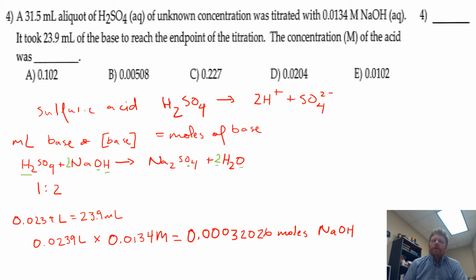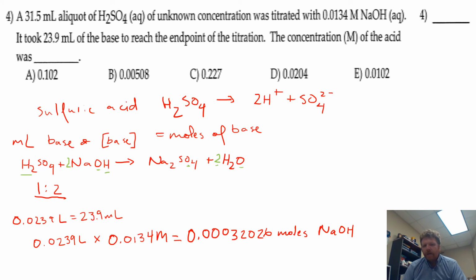Okay, so think back a little bit. If we have 2 moles of sodium hydroxide, how many moles of H2SO4 were we able to neutralize? We were able to neutralize 1 because we have that 1 to 2 molar ratio. 1 mole of our acid, because it's a diprotic acid, requires 2 moles of sodium hydroxide. So we have this very small number, 0.0003226 moles of sodium hydroxide. I'm going to set up a dimensional analysis to figure out how many moles of H2SO4 we neutralized.